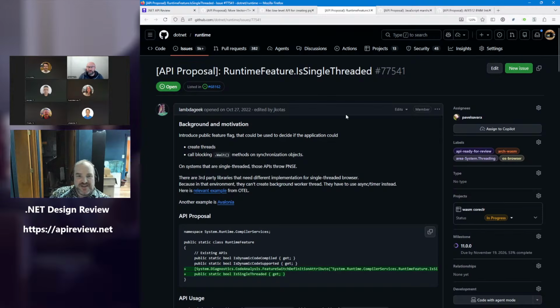First up, let's talk about runtime feature.is single threaded. This is .NET Runtime 77541. Look at that, a 5-digit issue. Pavel.